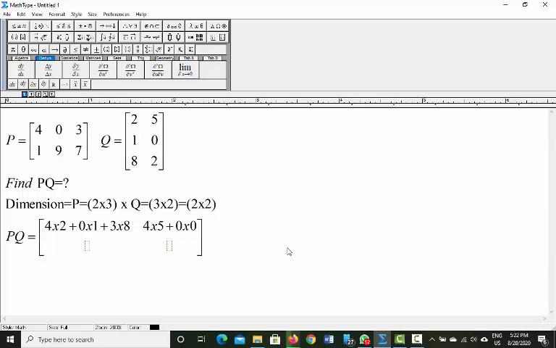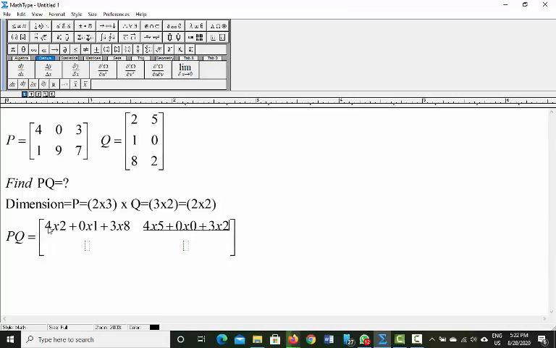In the exam you don't need to write it like that. 0 multiplied by 0 is 0, so you may just ignore this one. Now the third element multiplied by the third element: 3 multiplied by 2.